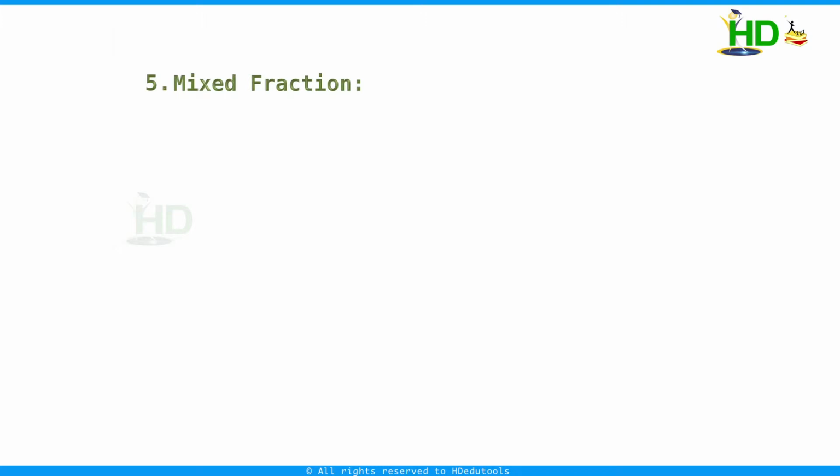Mixed fractions. Look at these fractions. In this fraction, 2 is whole and 1 by 2 is a part. That is, this can be written as 2 plus 1 by 2. Here 2 is an integer and 1 by 2 is a proper fraction. In this fraction, 3 is whole and 2 by 3 is a part.